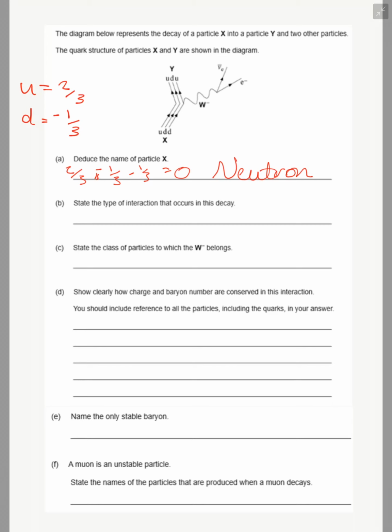State the type of interaction in this decay. Now, it's not asking what the decay is, so you can't put beta. The interaction is using a W boson, which means W equals weak. So it's a weak interaction. State the class of particles which the W- boson belongs to. Well, it's bosons. You could put exchange particles, so you can get away with that if you're really stuck.